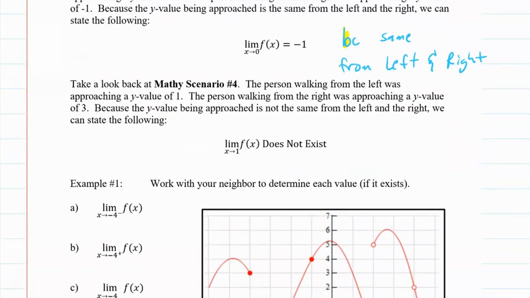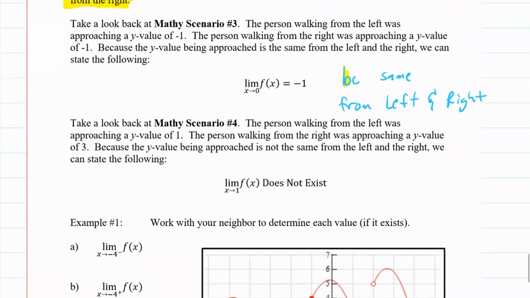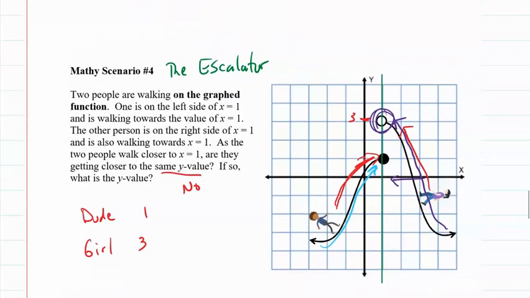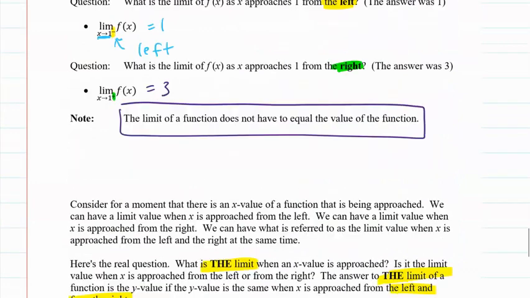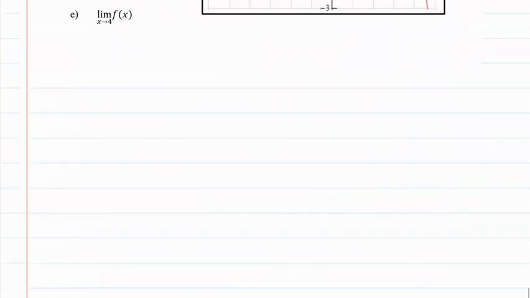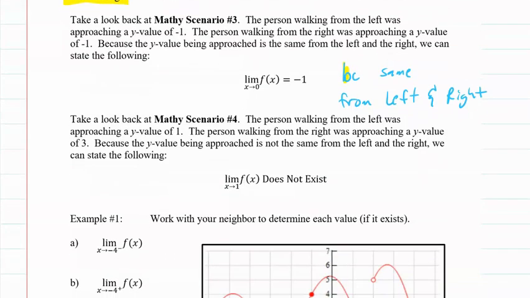If I look at scenario number 4, one person is headed towards this value. On the other side, coming from the right, has that value. So coming from the left and the right in that situation, there is not one number that both of them approach. So then we would say that limit does not exist, and we could abbreviate with DNE.